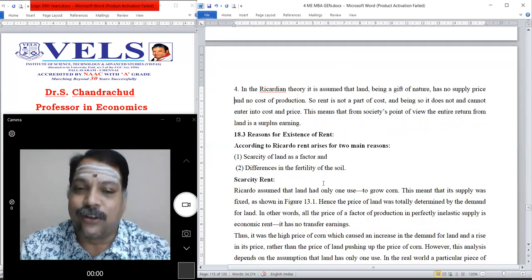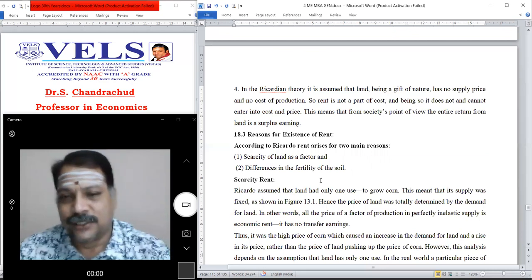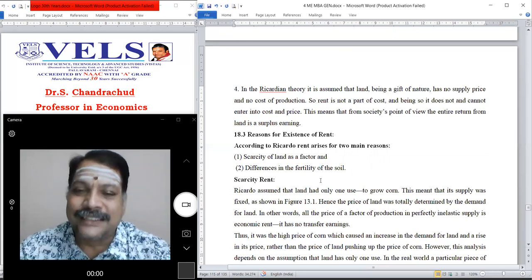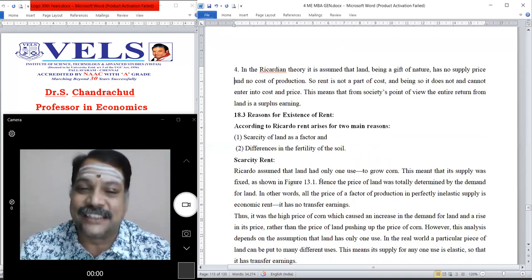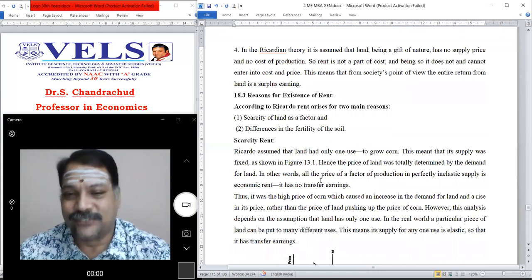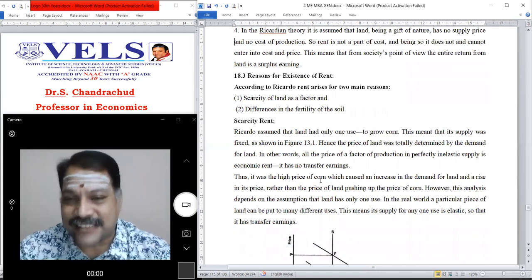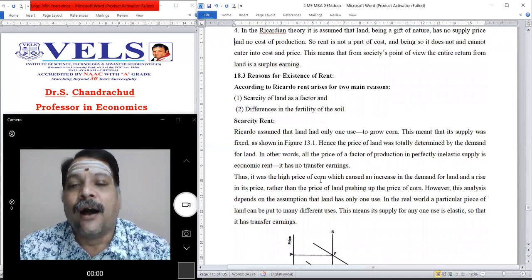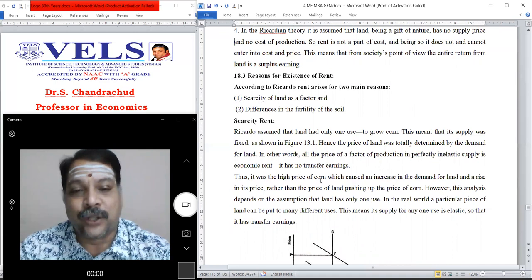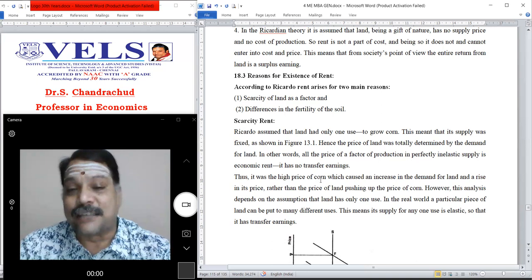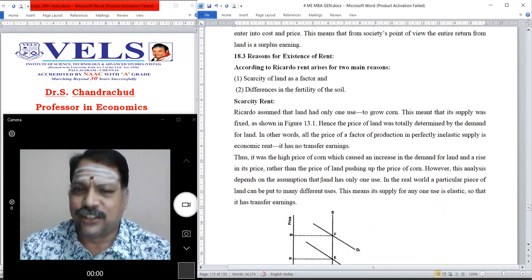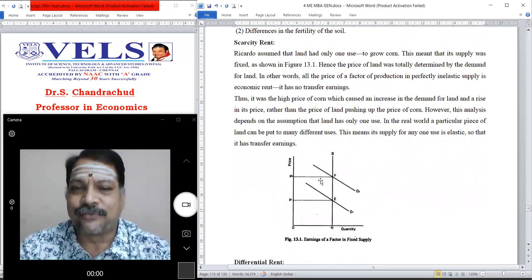According to Ricardo's rent theory, it arises because of two reasons. What are they? Number one, scarcity of land as a factor. The second one, differences in the fertility of soil. First, we'll start with the scarcity of land. Ricardo assumed that the land has only one use, to grow corn. This means that its supply was fixed, as shown in the figure. You can see figure 13.1.